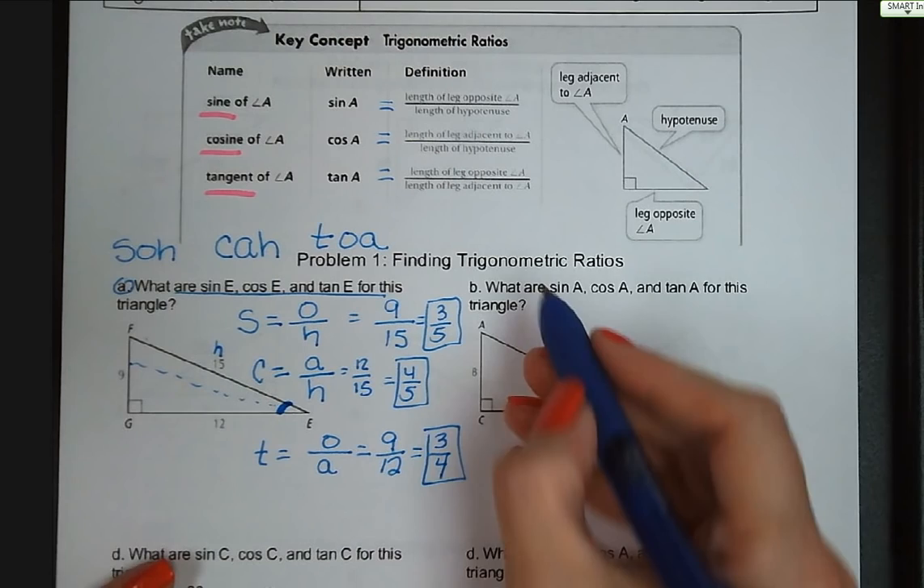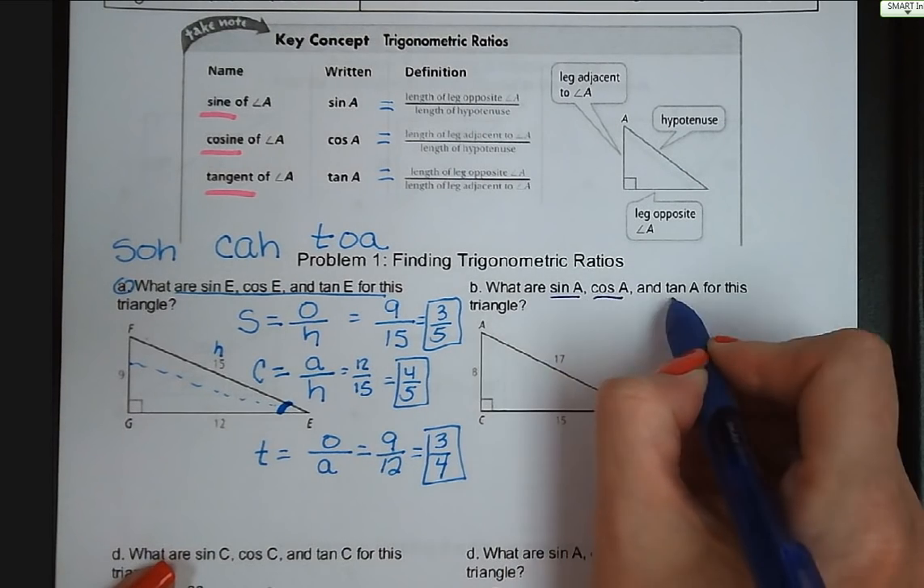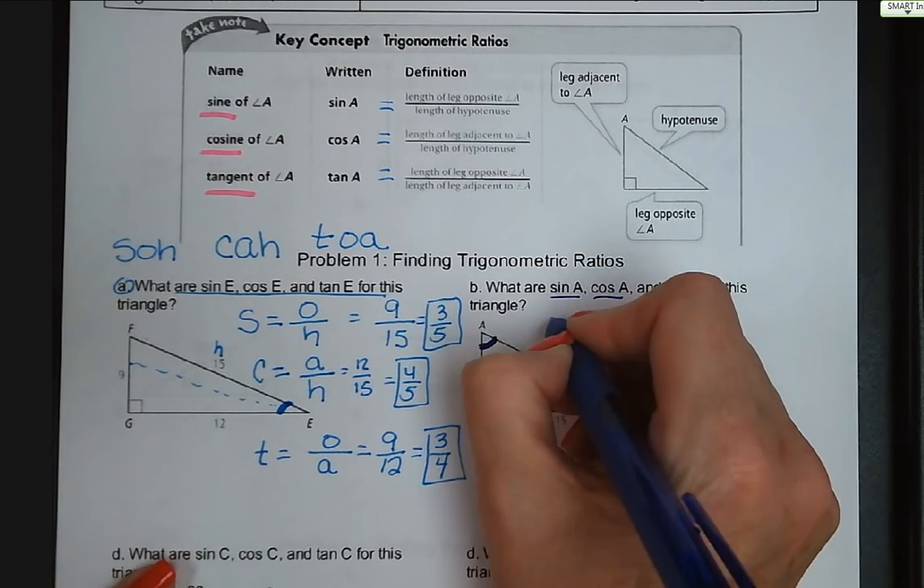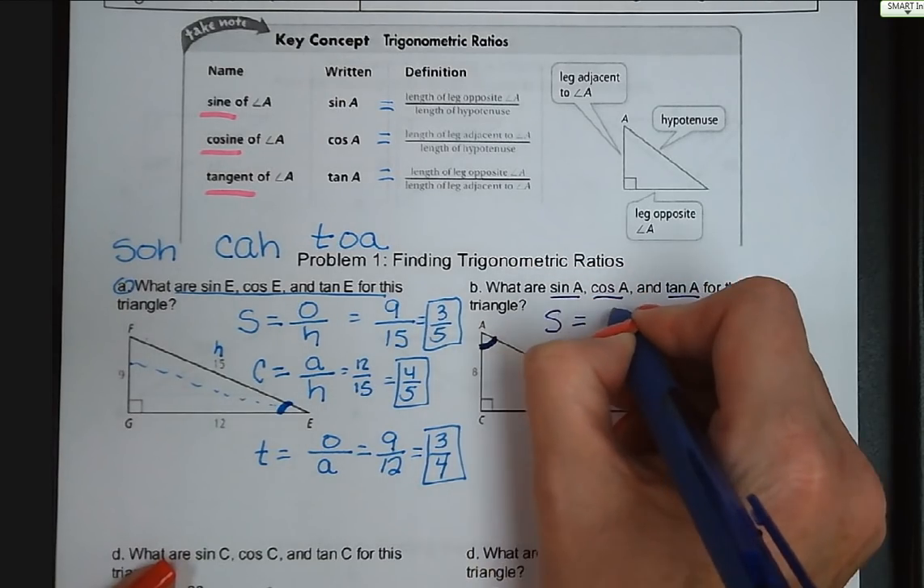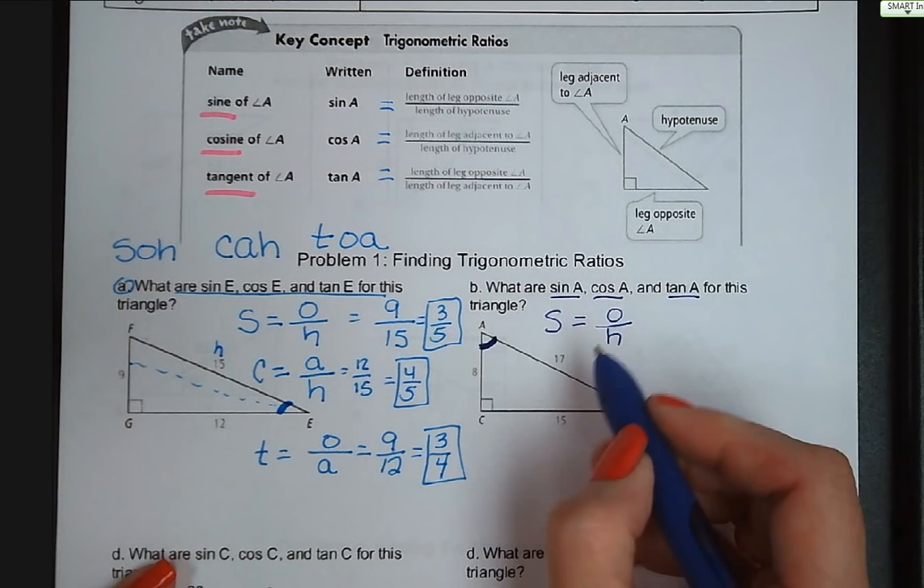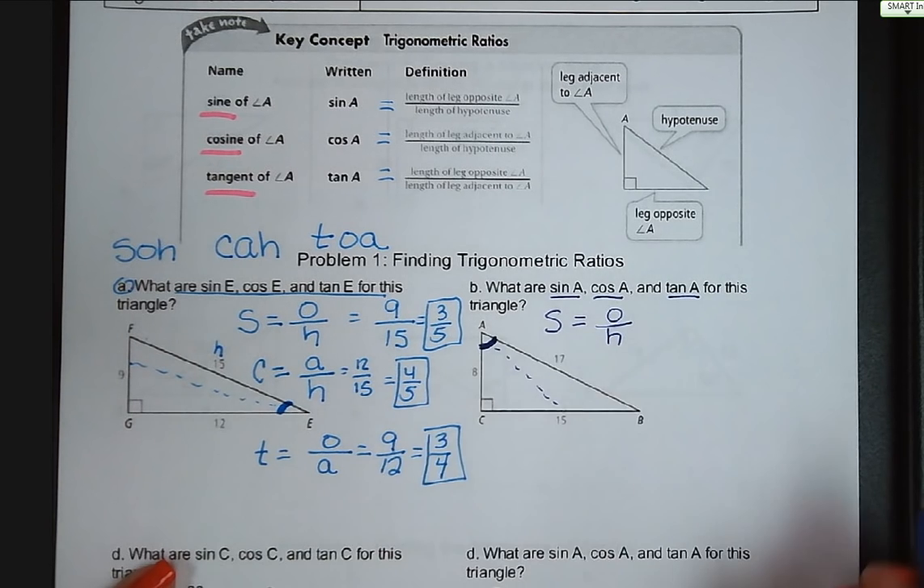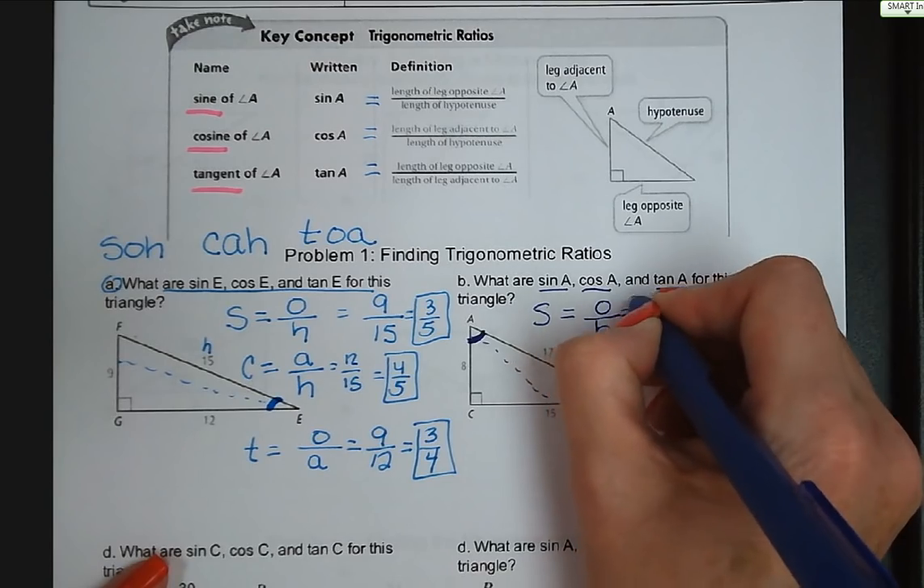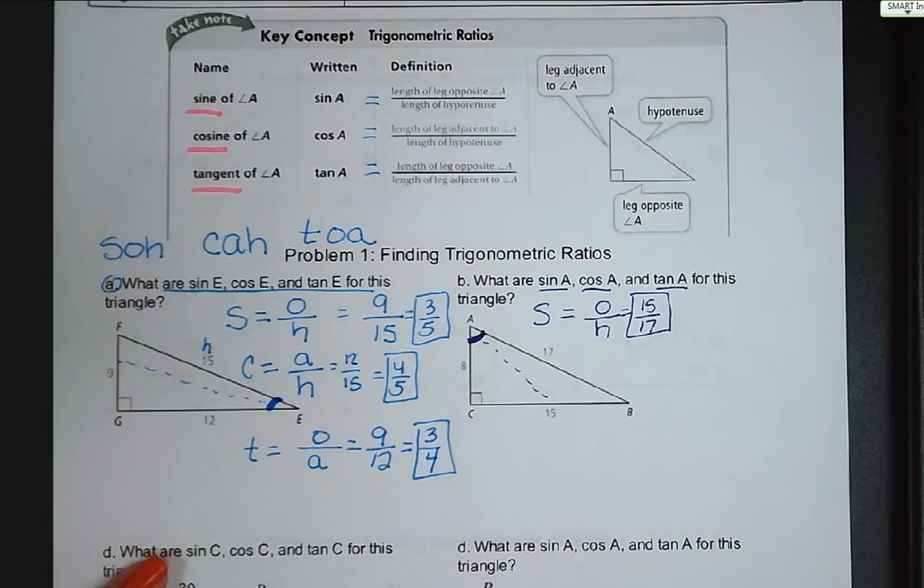What are sine, cosine, and tangent for angle A in this triangle? Again, I always mark what angle I'm dealing with. So sine is the opposite over the hypotenuse. Opposite is 15 over the hypotenuse, which is 17. And I can't reduce that. Just leave it as a fraction.